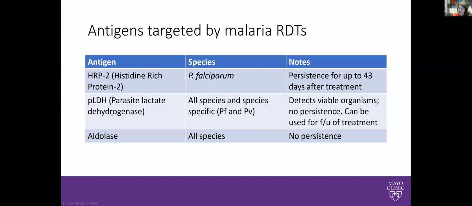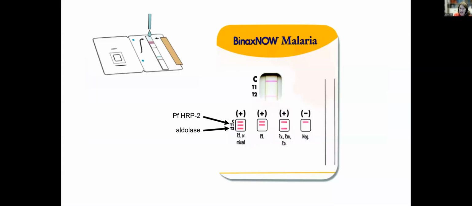Now, this is an interesting target because it only is found with viable organisms and it doesn't persist. So you could actually use this to monitor for successful follow-up after treatment. Aldolase also does not show persistence after treatment, and aldolase is only a Plasmodium genus level marker. It's not species specific. So let's look at the Binax Now.